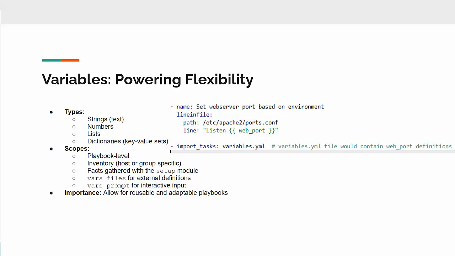Now to the variables. Variables add flexibility to our playbooks. Think of them as placeholders for text, numbers, or even lists of items. We can define variables in inventory files for specific hosts, in the playbook itself, or even gather facts about the systems Ansible is managing. Using variables lets us adapt our playbooks for different scenarios without rewriting the whole thing each time.